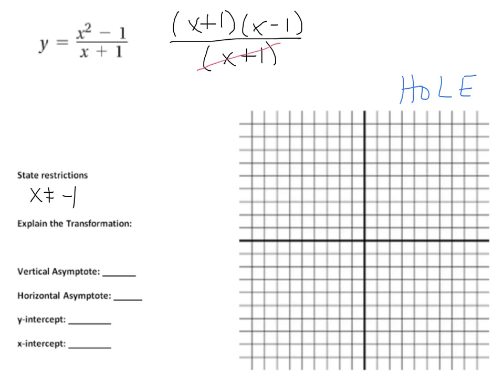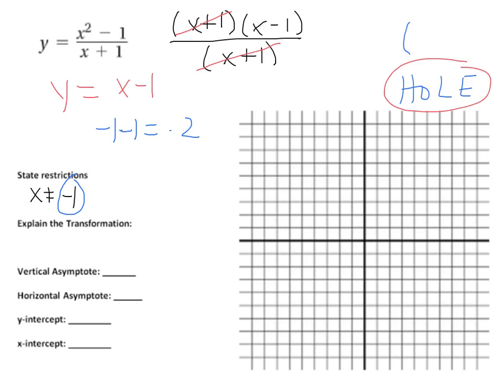And then if I simplify this, my simplified equation now becomes y equals x minus 1. So there's going to be a hole here. So to figure out where the hole is at, I plug in what x cannot equal into my equation. So -1 minus 1, that would give me -2. So my hole is going to be at -1, -2. So I'm going to write that into my equation right away.